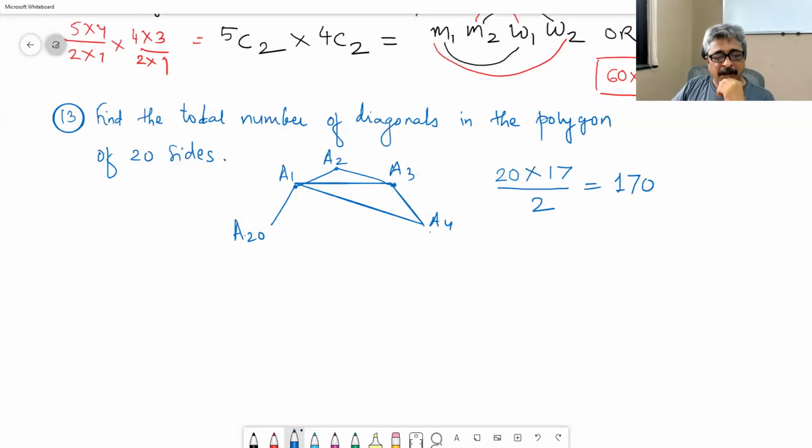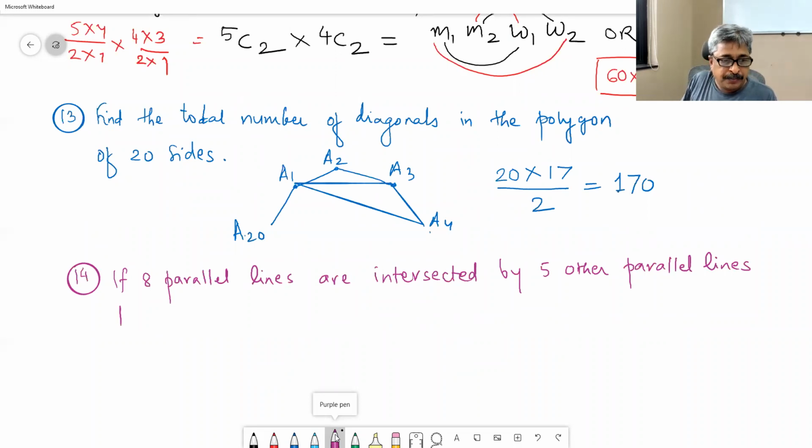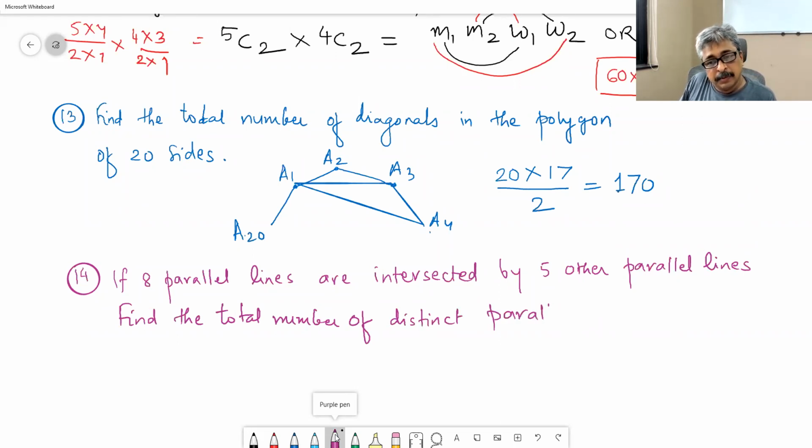Problem number 14. If 8 parallel lines are intersected by 5 other parallel lines, find the total number of distinct parallelograms which can be formed.